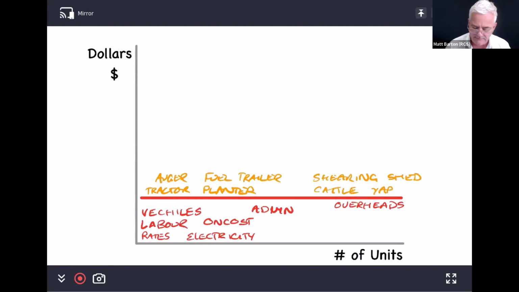Now, these are division specific. And what we mean by division specific is that if you weren't in that business of cattle or sheep, then you would not need those items of plant, machinery, or infrastructure. So we like to call these ones divisional overheads.